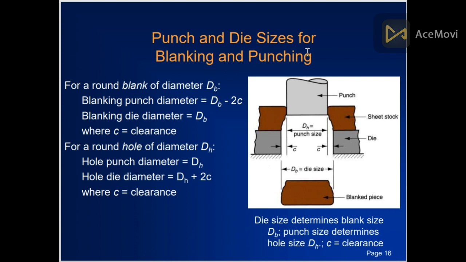Punch and die sizes for blanking and punching. For a round blank of diameter Db, the blank punch diameter is given by Db minus 2C. If Db is given, we can find the other one, Dh, and if Dh is given, we can find Db just by adding or subtracting two C's, because there are two sides. One is this C, one is this C, this is the die, and this is the sheet stock. You can see the formula Db minus 2C.